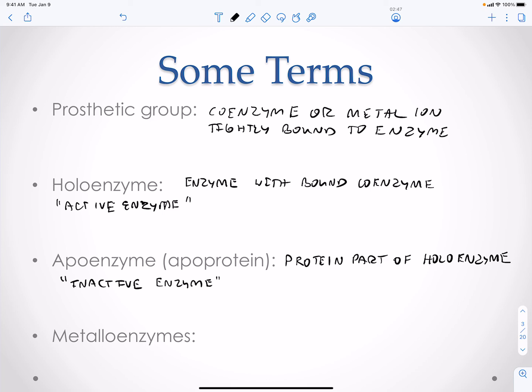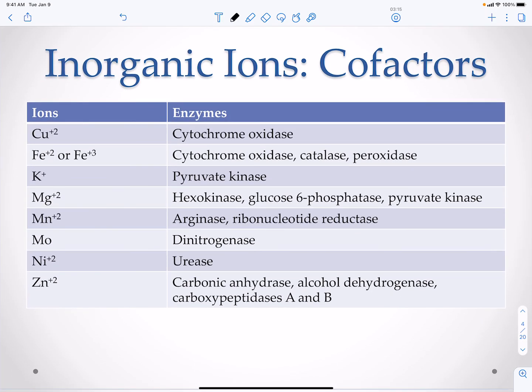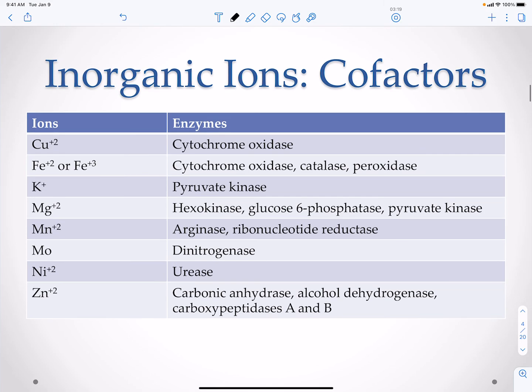And this is going to contain the protein part of the holoenzyme, in essence, the enzyme. Okay, so metalloenzymes are going to be enzymes that bind to and retain metal atoms with high affinity. Now we have a list here of inorganic ions, which are referred to as cofactors. So just note that a cofactor is any non-protein substance required for an enzyme to be active. So in essence, our coenzymes and cofactors are not encoded in our DNA. And so these can be organic or inorganic.